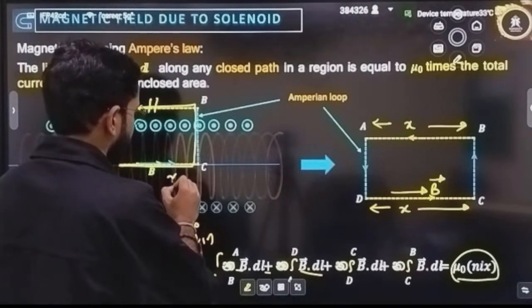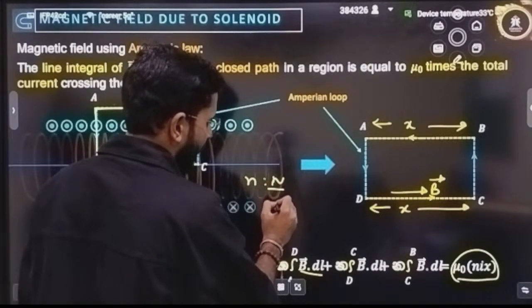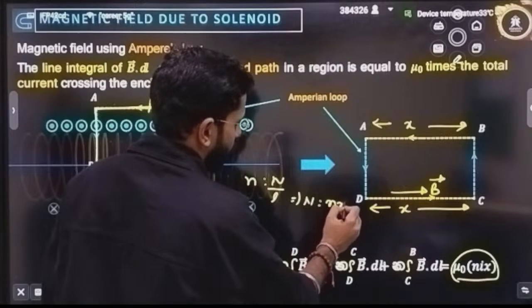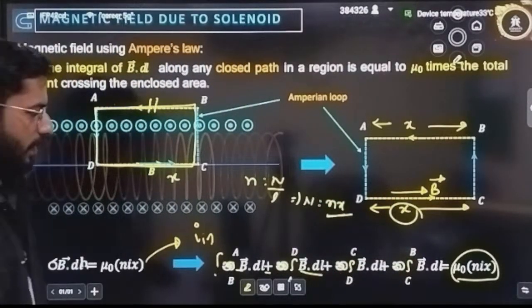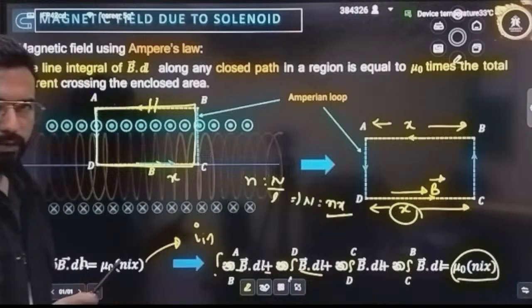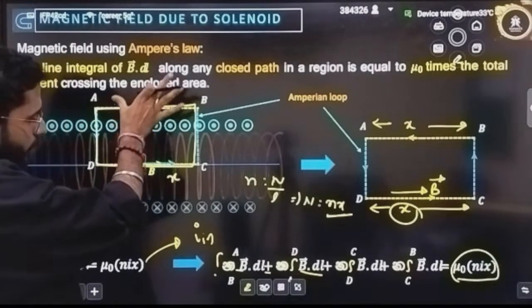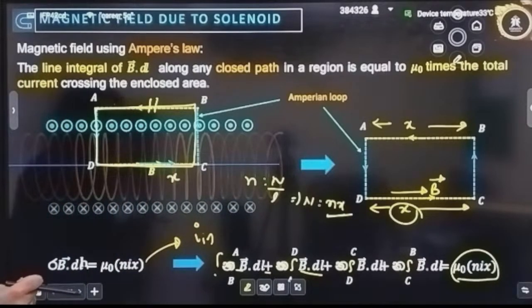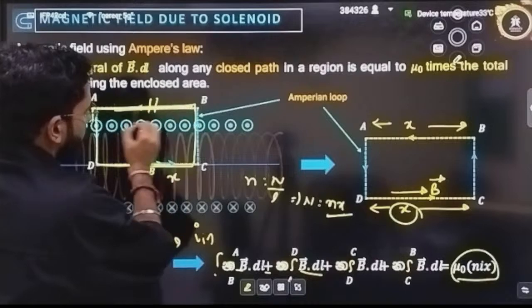Let's suppose this distance is x. The number of turns per unit length is small n, so if I have to write the number of turns, I will write n into the length, which I have taken as x. Correct. So we have written the complete equation. Now tell me, for this AB section, what will be the value of B dot dl? In this AB section, is any current also flowing?